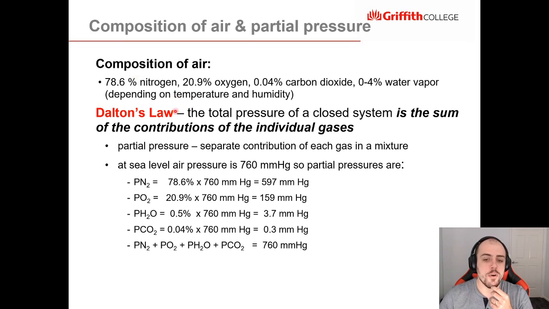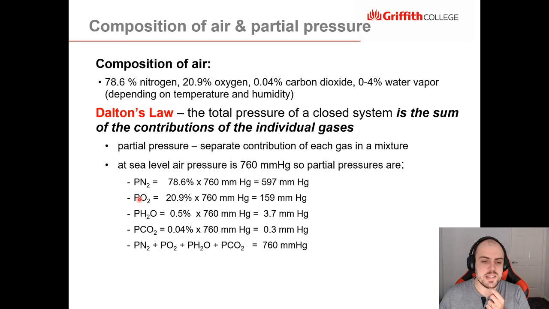Okay, so for instance, if we have an overall atmospheric pressure of 760 millimeters of mercury, we know that nitrogen comprises 78.6% of our air. So if you do the math on that, 78.6% of 760 is 597. Okay, so again, what does that mean? What is that telling us? That means that out of the total of 760 millimeters of mercury, 597 of those millimeters of mercury are being generated by nitrogen.